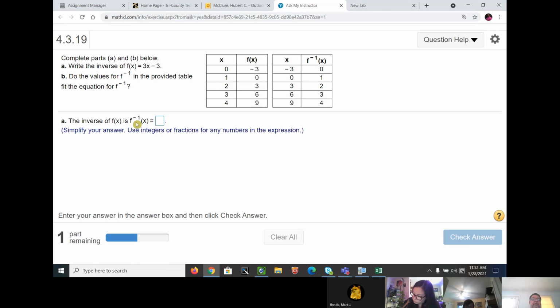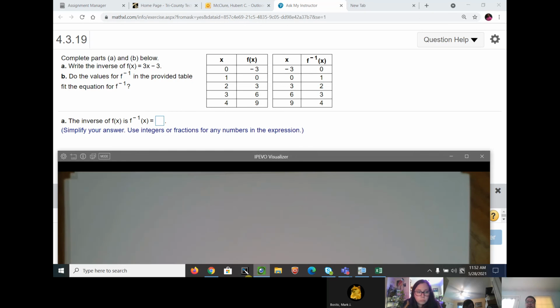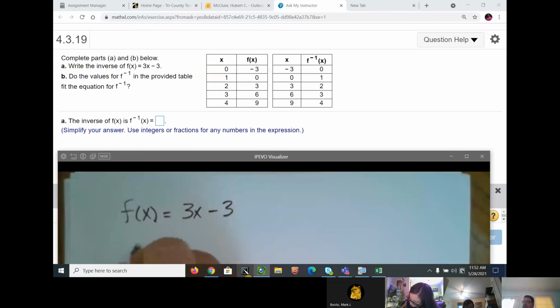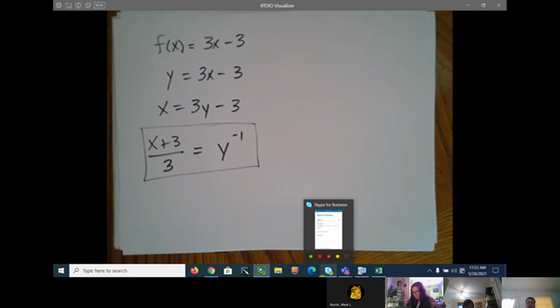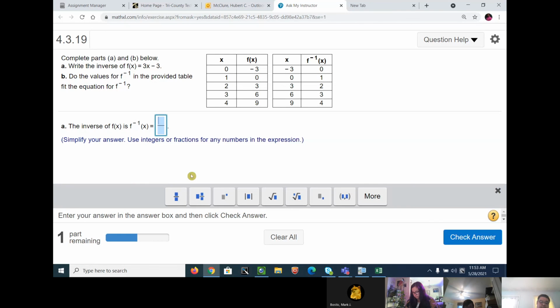The inverse of f of x is f inverse of x equals... Write the inverse of, okay, so I guess they want the inverse of 3x minus 3. So f of x is equal to 3x minus 3. y is equal to 3x minus 3. x is equal to 3y minus 3. x plus 3 over 3 is equal to y inverse. So I just did that, and I guess they want that for A. x plus 3 over 3.